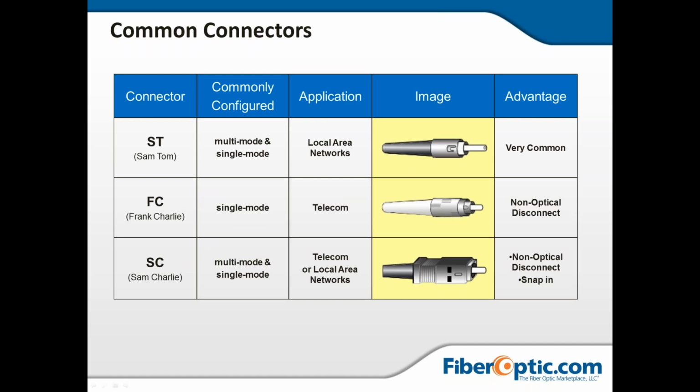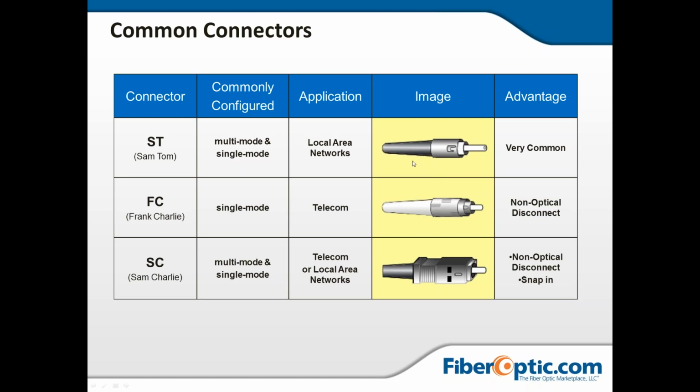Common connectors. It's funny, it's almost like I'm browbeating you guys with this, but this is how you've got to get it into your head, because it can easily get mixed up. ST, FC, SC: Sam, Tom, Frank, Charlie, Sam, Charlie. Small differences, but it's extremely big. The Sam Tom, or the ST, does multi-mode and single mode. Local area networks is the application.